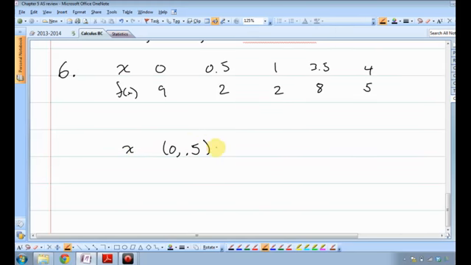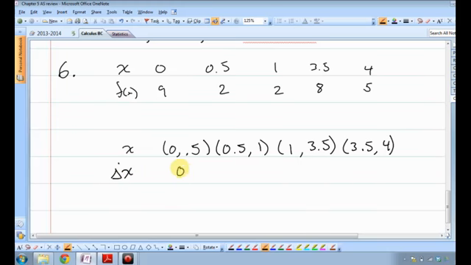0 to 0.5. Next interval is from 0.5 to 1. Then from 1 to 3.5. And then 3.5 to 4. Okay, delta x. That's 0.5. Another 0.5. 2.5. And another 0.5.